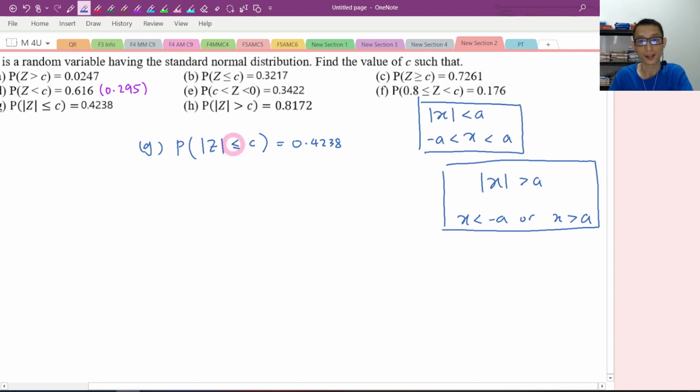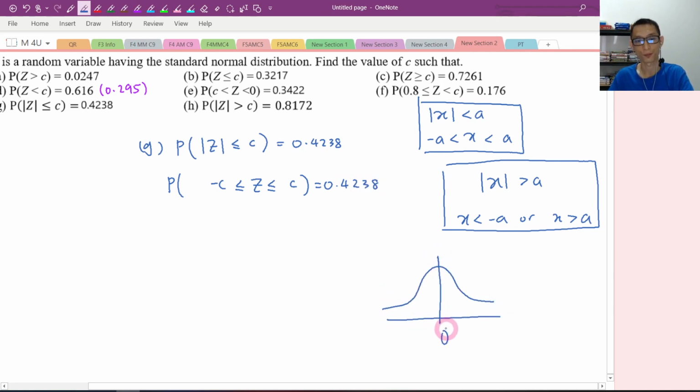Okay, this is less than. Less than or equal to, we just follow this one. So it will be negative c, and this is c. As usual, we sketch a diagram to help you visualize the situation well. Negative c will be here, and positive c will be here. Okay, so how do we get the area here?